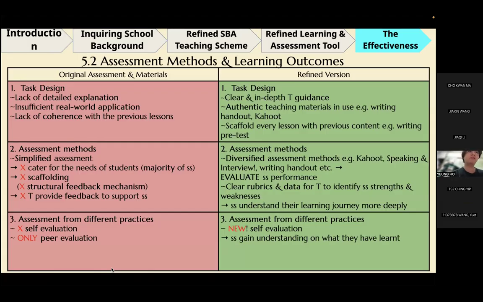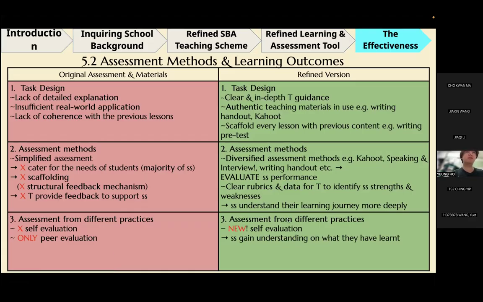For the assessment methods, we did simplified assessment, and we did not cater for the needs of students, and we did not scaffold, and teachers did not provide enough feedback to support students. And for the diversified assessment methods, right now we have a lot to evaluate students' performance, and there are a lot of clear rubrics and data for teachers to identify students' strengths and weaknesses, so as to let the students understand their learning journey more deeply.